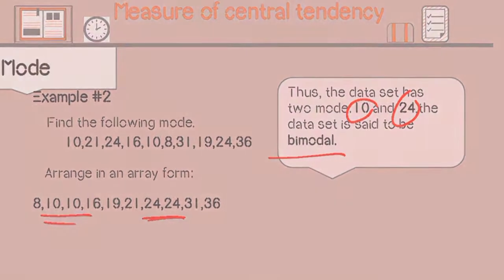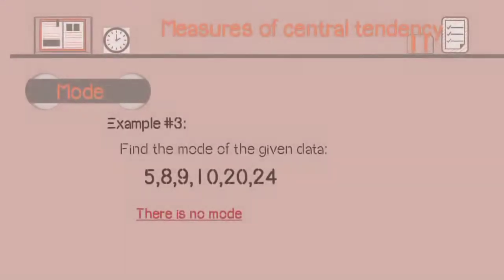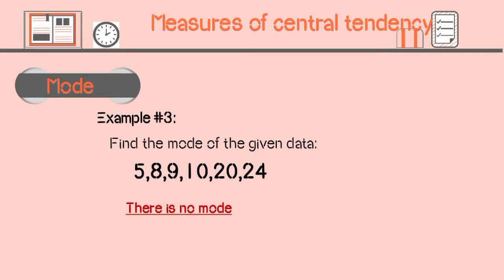Okay, next. Example number 3. Find the mode of the given data: 5, 8, 9, 10, 20, and 24. So, as we observe, wala po siyang repetition of number, therefore, there is no mode.